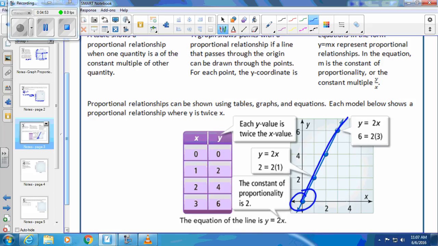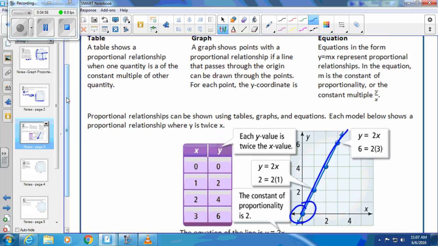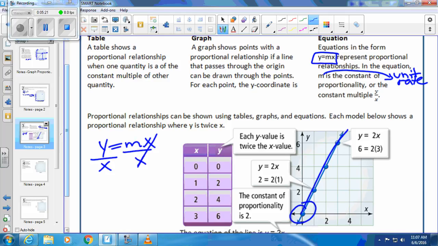And then we also have the equation, and this is the one that students tend to forget about, that the equation in the form of y equals mx represents a proportional relationship. M is the constant of proportionality, or remember we would also call that our unit rate, which when you solve for m in y equals mx, you also get y divided by x. So we just always want to remember that if we have y equals mx, if we solve for m, y divided by x equals m, which means that would also be our constant of proportionality.